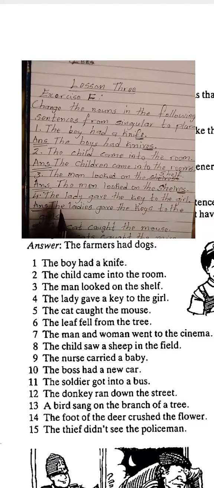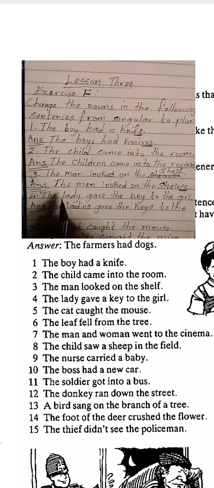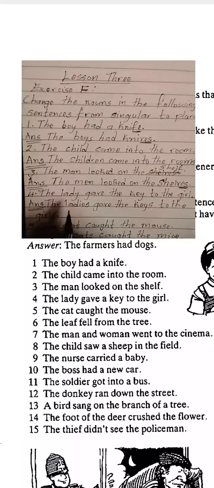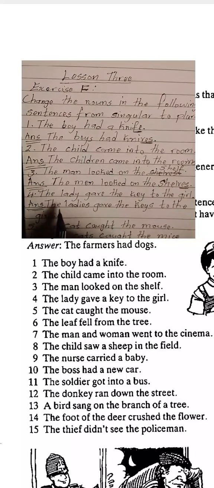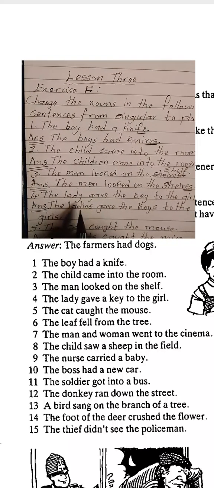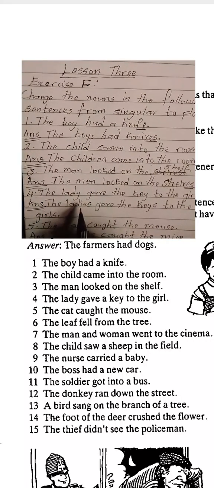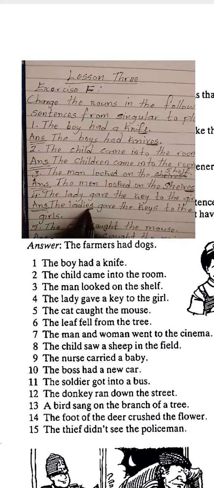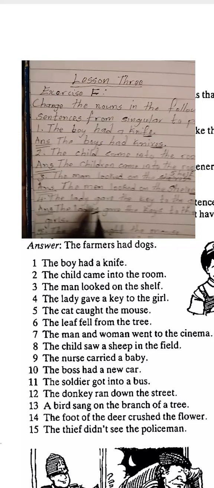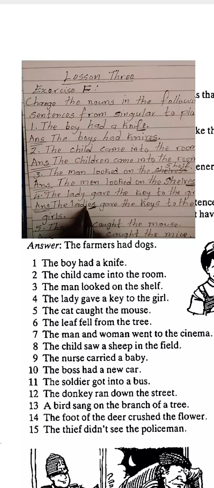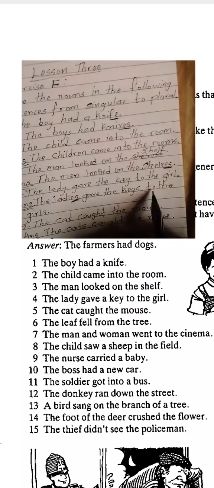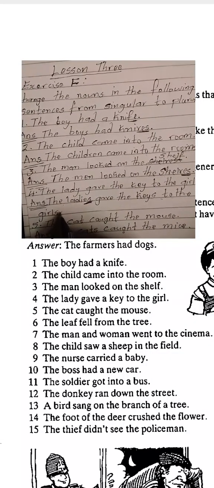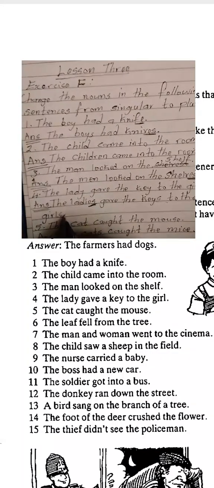Again, number 4. Yeah, that's number 4. The lady gave the key to the girl. Now, the word lady is a noun. But this noun here is an irregular noun. The fact that it ends in Y, we have to change it to plural by removing the Y and adding IES. So we say, the ladies gave the keys to the girls. And girls here change to the plural by adding only S because this one is a regular noun.